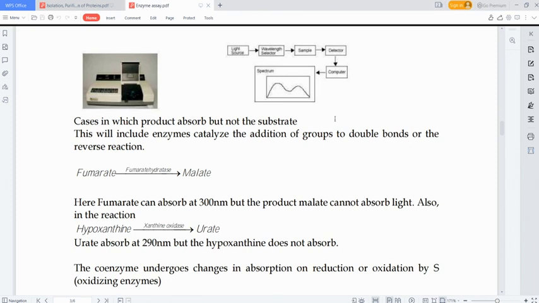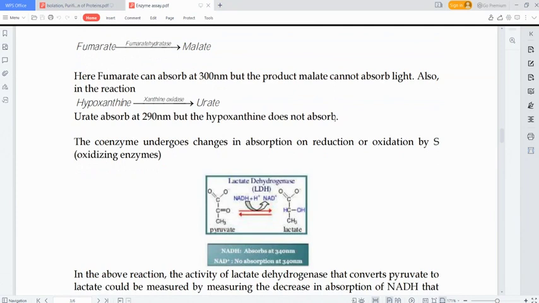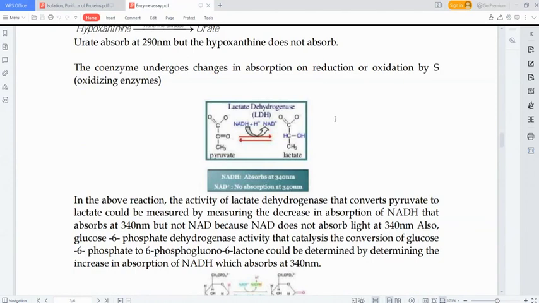Now, also, you have hypoxanthine when it is being acted upon by xanthine oxidase to form urate. You see urate absorbs, but hypoxanthine does not absorb. Urate absorbs at 290. So you begin to measure the increase in absorbance of urate at 290. Okay, so this will help in this. That's how it's being determined. But that is for using the product of the reaction.